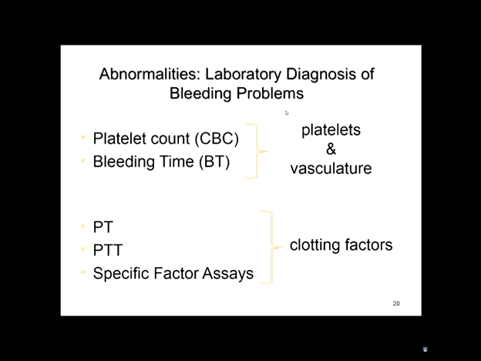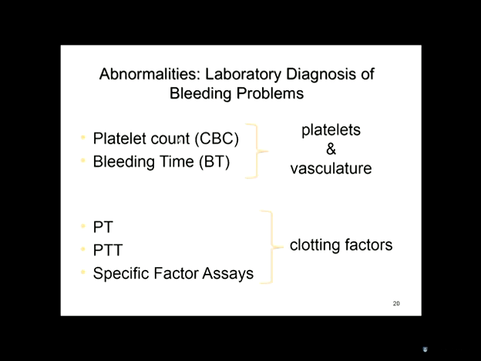Now, when it comes to trying to use laboratory diagnosis for bleeding problems, it's not unusual for this to be featured on an exam where you kind of sort of need to know if the values are abnormal in terms of platelet counts or bleeding time. That points to problems with platelets and maybe vasculature, okay? So if someone suspects, the opposite is true too. Someone suspecting a platelet or vasculature problem, these are the tests to start with.